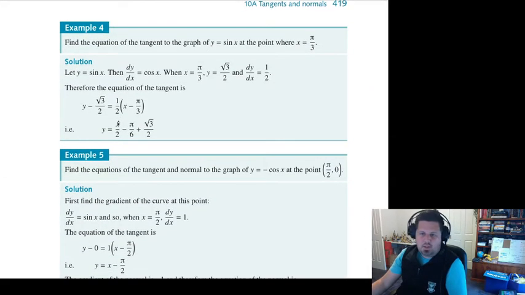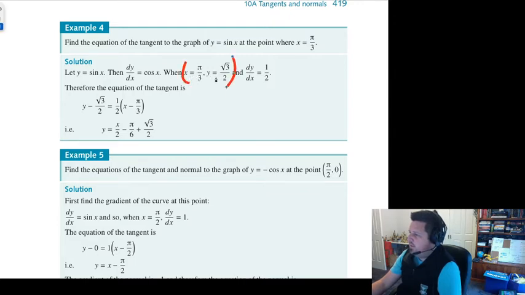Example 4, again, same difference, applying the rules, except we're doing it with trig. This time they want to find a tangent of y equals sine x at the point x equals pi on 3. So again you need to find the y coordinate when x equals pi on 3. Substituting that into the original equation, we get that y is equal to root 3 on 2. So here are our x and y values.